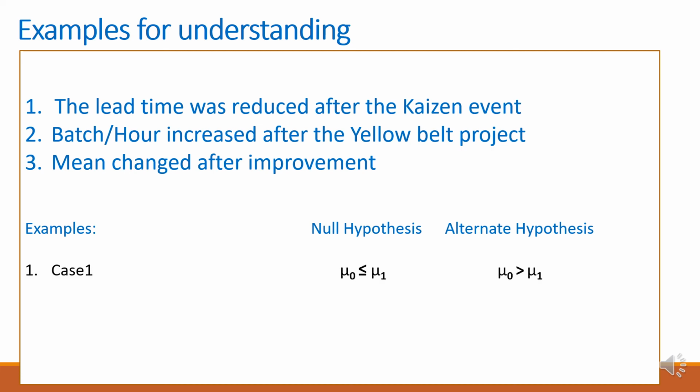The first one is reduced, that means mu1 after the change reduced. So case 1, you can write mu0 greater than mu1, that is the alternate hypothesis, and exactly opposite is the null hypothesis. Second one, batch per hour increased after the yellow belt project. So here mu1 increased. So case 2, the alternate hypothesis is mu0 less than mu1, and exactly reverse is the null hypothesis. And the third one, we already saw, mean changed, so mu0 not equal to mu1 is the alternate hypothesis, and exactly opposite is the null hypothesis.